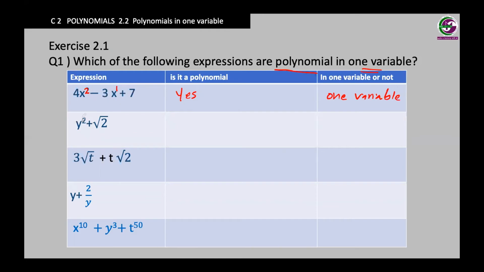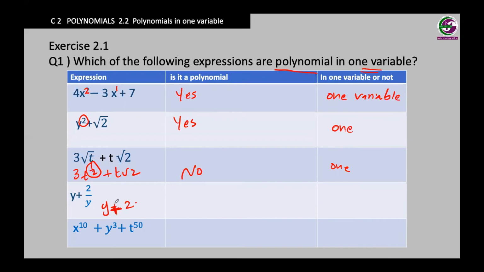Now, next one. Is it a polynomial? We see the power of the variable. You just have only one power. 2 is a whole number. So it is a polynomial. One variable or more? 1. Again, the power of t. The power of t is 1 by 2. So is 1 by 2 a whole number? No. So this is not a polynomial. Of course, this is only one variable, but this is not a polynomial. Now here, we can rewrite it in the standard form.